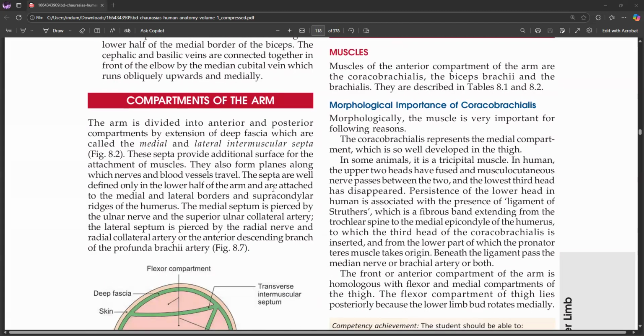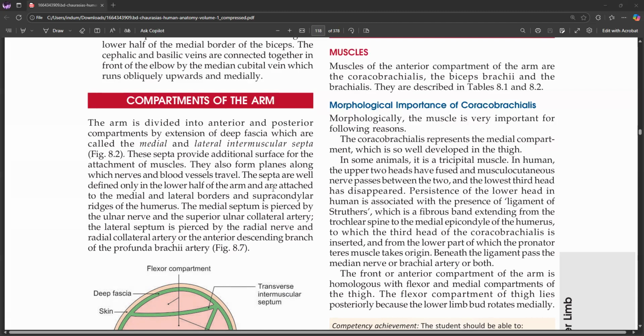Compartments of the arm. The arm is divided into anterior and posterior compartments by extensions of deep fascia, which are called the medial and lateral intermuscular septa. Figure 8.2. These septa provide additional surface for the attachment of muscles. They also form planes along which nerves and blood vessels travel.